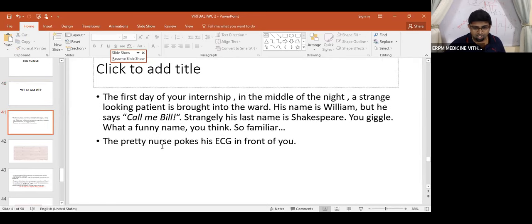Look at the scenario, guys. I made up English names to make it nice and rhyming. On the first day of your internship, in the middle of the night, a strange-looking patient is brought to the ward. His name is William. He could be a Radnayaka or somebody, but it doesn't matter. We'll make it William for the sake of interest. But he says, call me Bill. Strangely, his last name is Shakespeare.